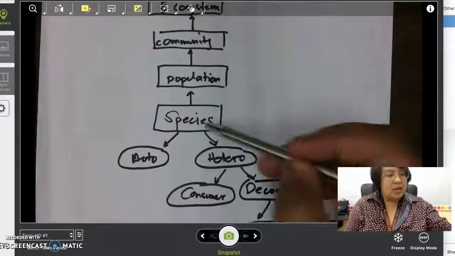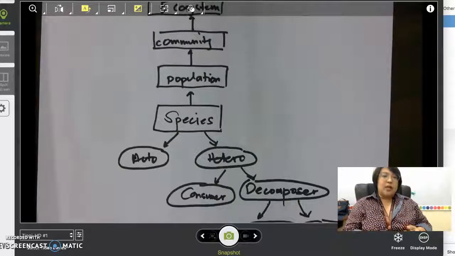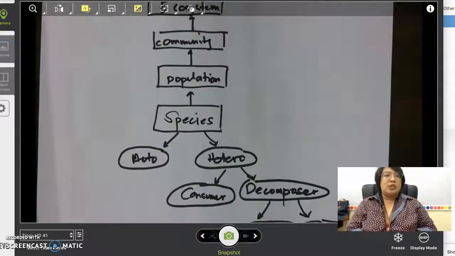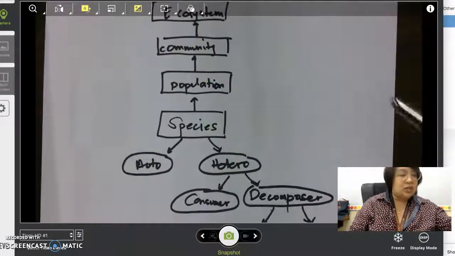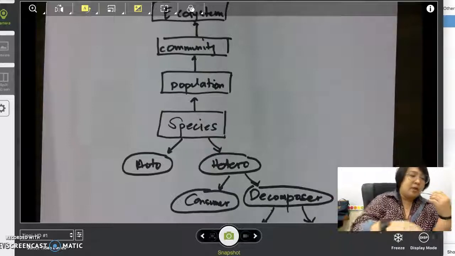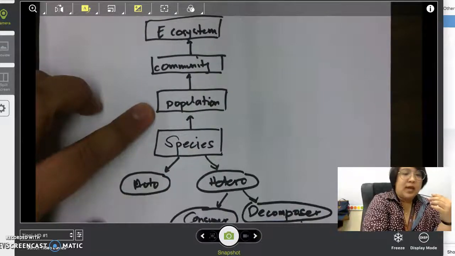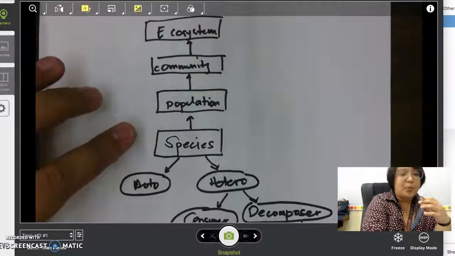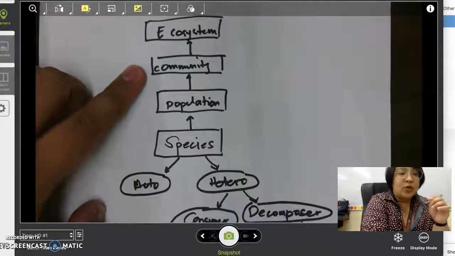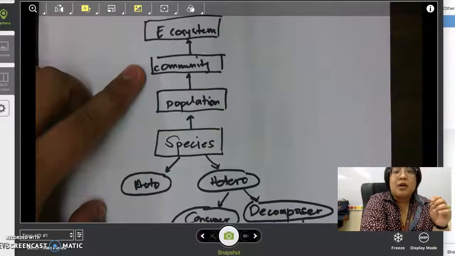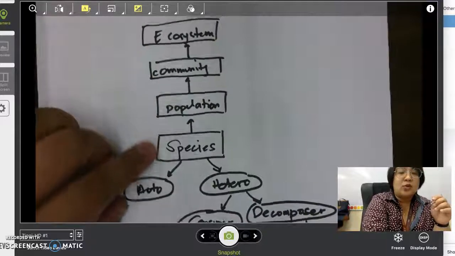So let's start with the definition of species. Species are organisms that can interbreed to produce fertile offspring. And if you have a group of those species in the same area at the same time, we call that a population. And if there are many different kinds of populations in an area, we call that a community. And your community interacting with your abiotic factors in the environment, you call it an ecosystem. So let's go back to species.